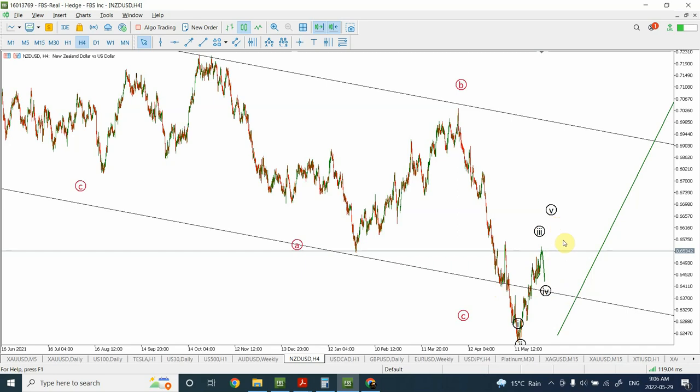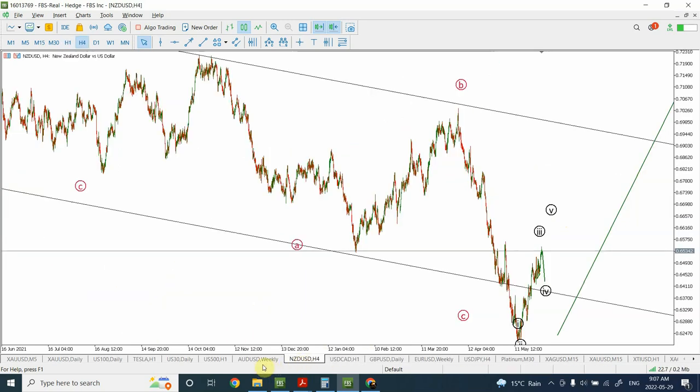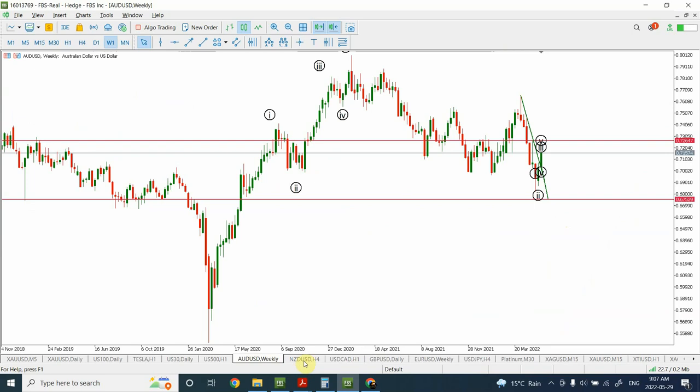After that, we are going to see some messier correction that can actually pull it right back as well. So once again, we have completed wave one and two. Wave three is complete or very close to completion. Once we see a pullback, that's going to be a wave four. That pullback can either be a flat correction, or a double zigzag correction, or a single zigzag correction. And then we are expected to see prices going upward. Let's have a look. And once again, it's the same pattern for Australian dollar and New Zealand dollar.